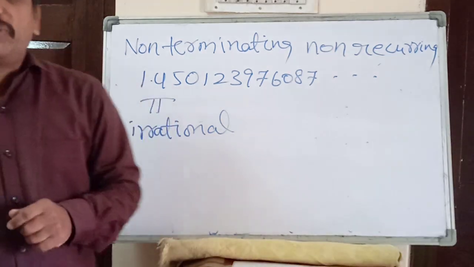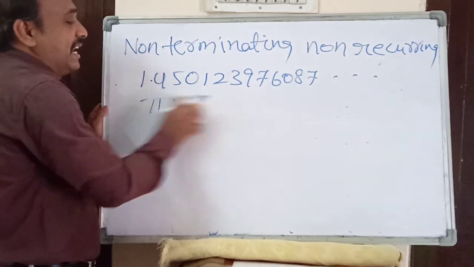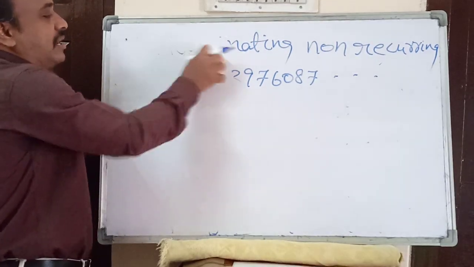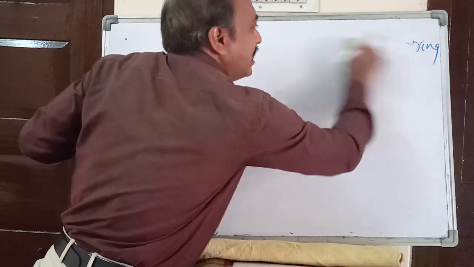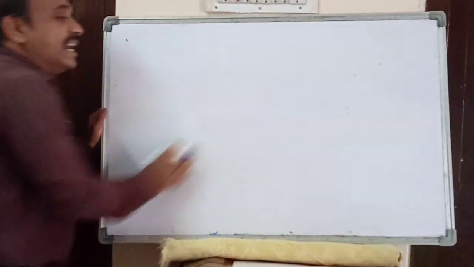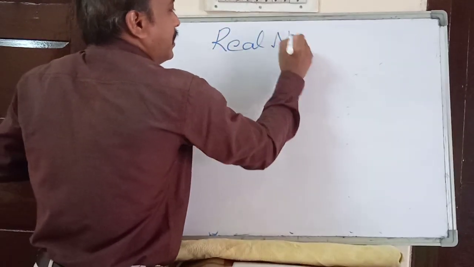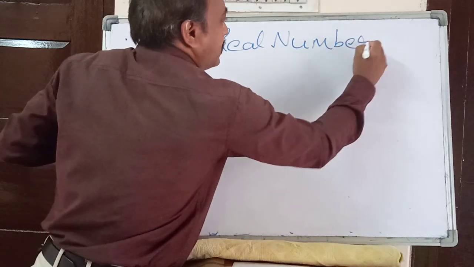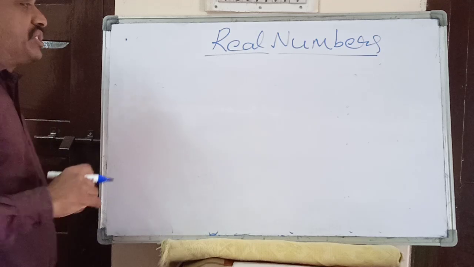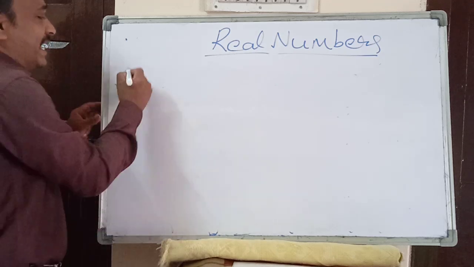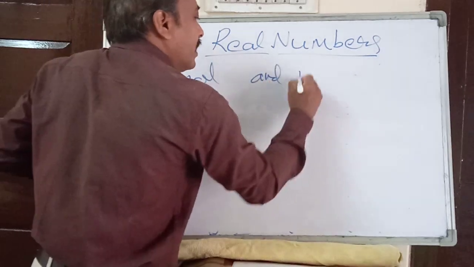Now, the topic we are entering into is real numbers, the combination of rational and irrational. The set of rational and irrational numbers together are called real numbers. Today's topic is real numbers. What exactly are real numbers? I hope you understood, the combination of both rational and irrational.